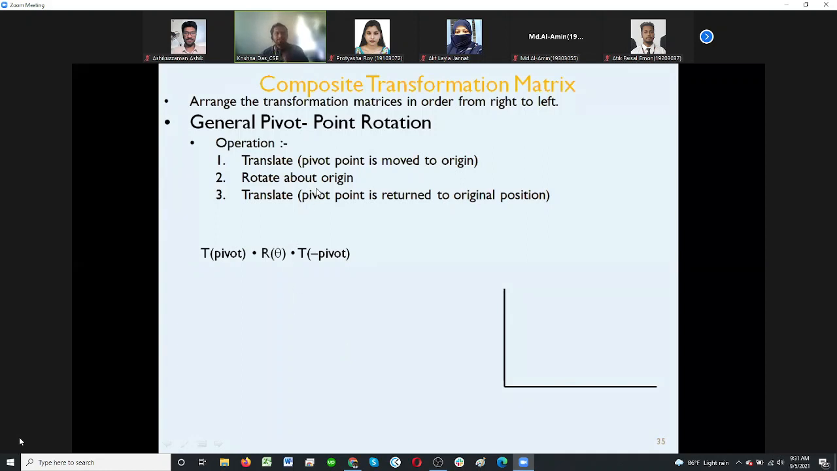So from the next class onwards, we are going to do composite transformation. Let's see whether we can do all three or not. Okay, we'll do that using the formula, also breaking down the formula.